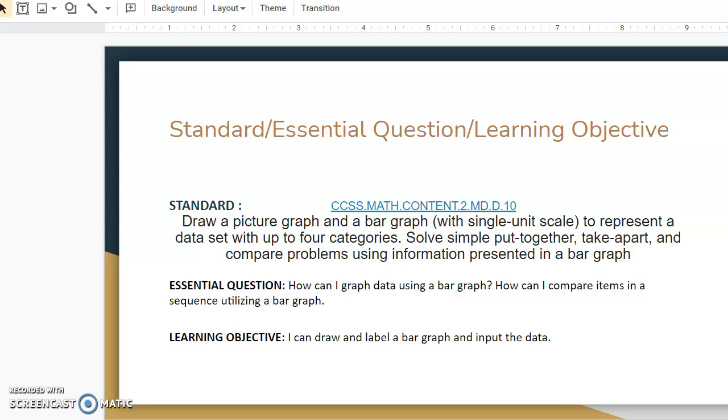Our essential question: how can I graph data using a bar graph? How can I compare items in a sequence utilizing a bar graph? Learning objective: I can draw and label a bar graph and input the data.